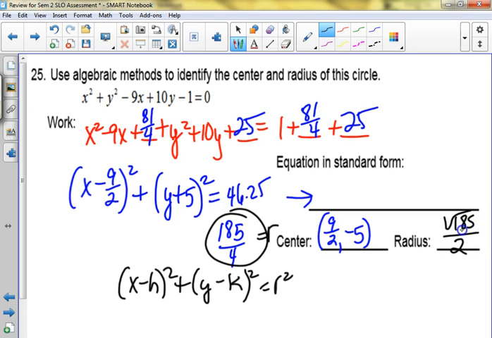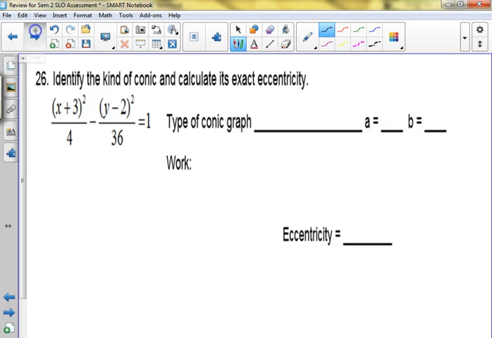185 divided by 5, guys. What is it? 185 divided by 5 is 37. Those are both prime numbers, so it's not going to reduce. Okay, that's all I was trying to check. All right, I don't think it's that bad. All right, what kind of conic and its eccentricity?